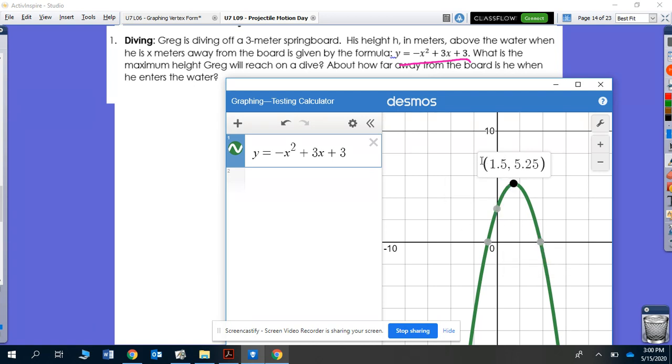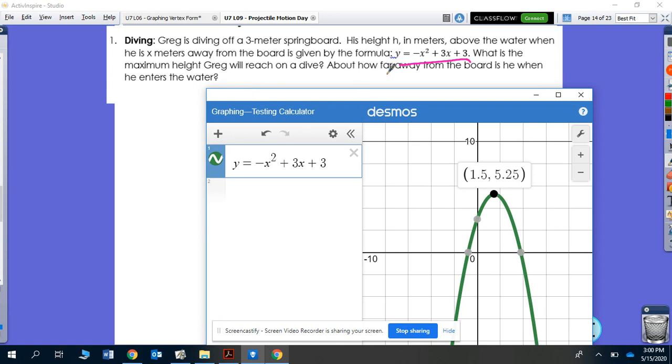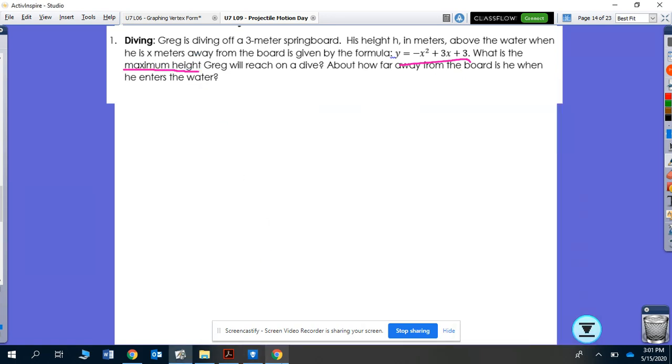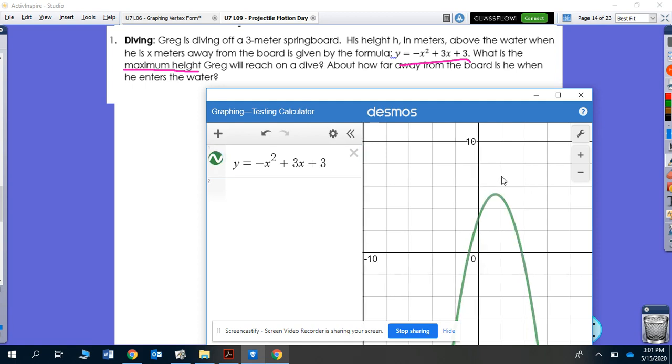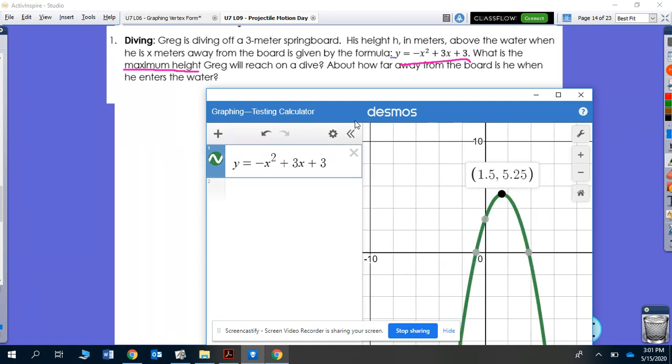What we cared about was what was the maximum height, and how far away from the diving board is he when he enters the water? So there's actually two questions there. The first is, what was the maximum height that Greg achieved? So if you look back at our Desmos screen, our maximum height, don't be fooled, is not 1.5. The 1.5 is actually the distance away from the diving board when he dove. Okay, so the 1.5 is not his maximum height. Your y value, 5.25, that's our maximum height.